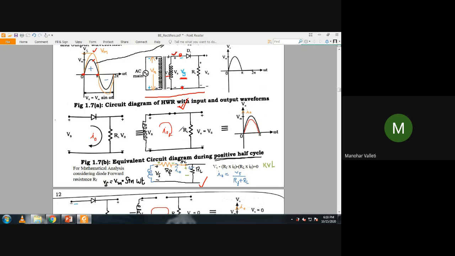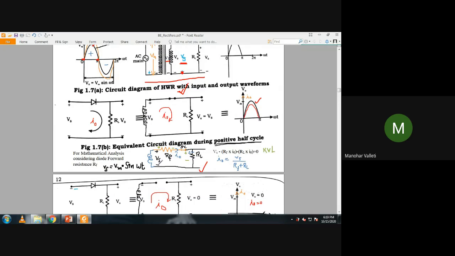So if you see properly, this is Vs during the positive half cycle. The same will be available at the load resistance RL. So during positive half cycle, V naught equals Vs. The same will replicate here, because we assume ideal characteristics, that is Rf is 0 and the transformer secondary winding resistance is 0.